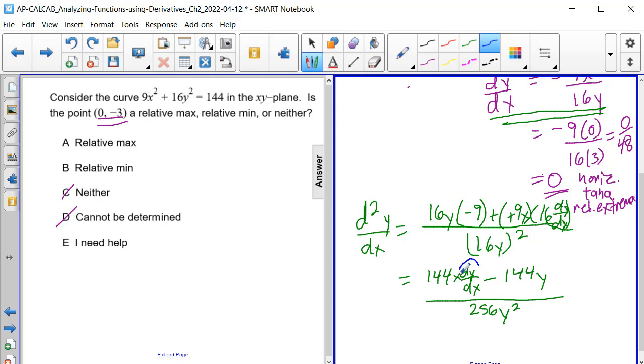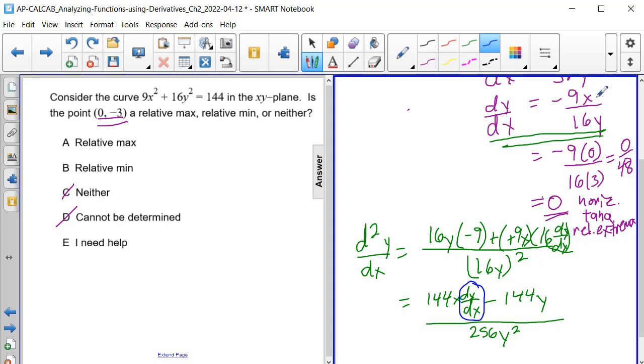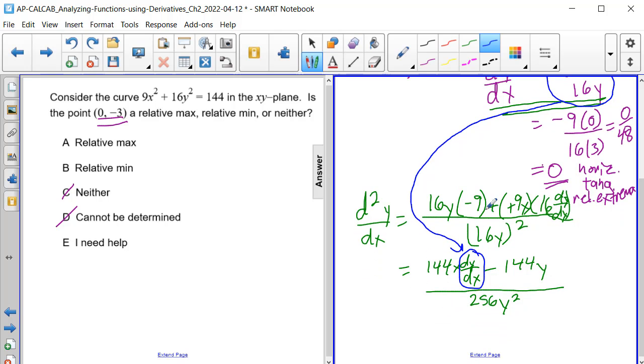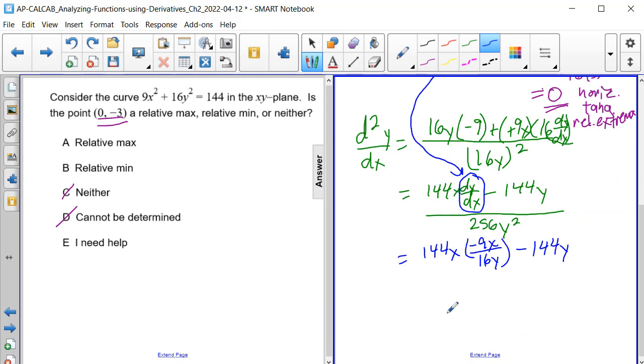Notice we have a dy over dx here. And we already know what dy over dx is. It's negative 9x divided by 16y. So we can take this rational expression and substitute it in right here and simplify further. So we're going to have 144x times negative 9x divided by 16y, minus 144y. Then that's all divided by 256y squared.